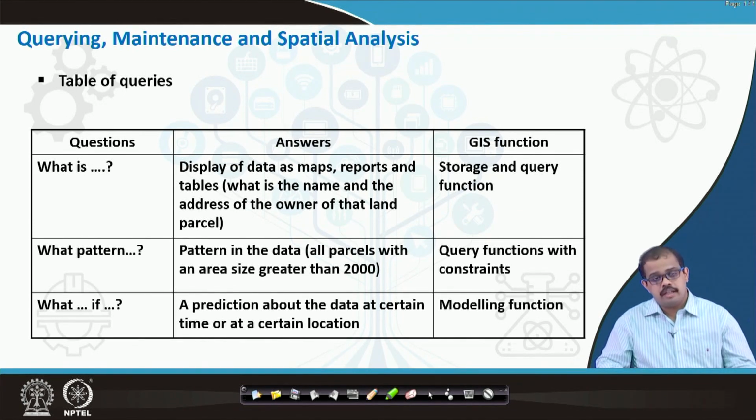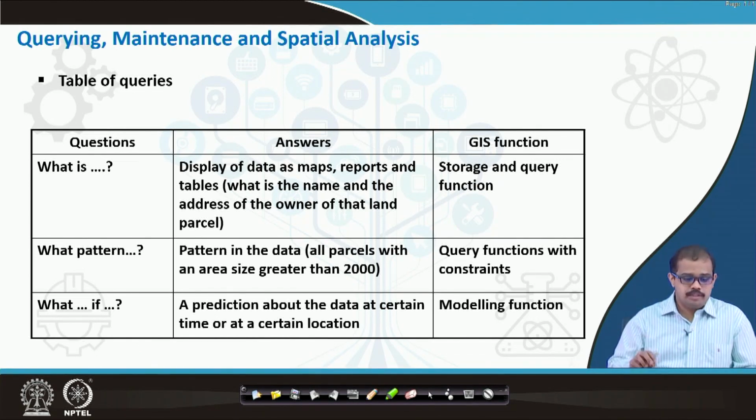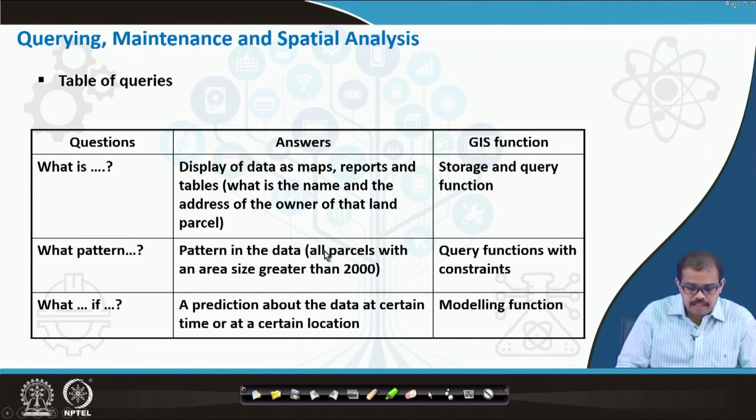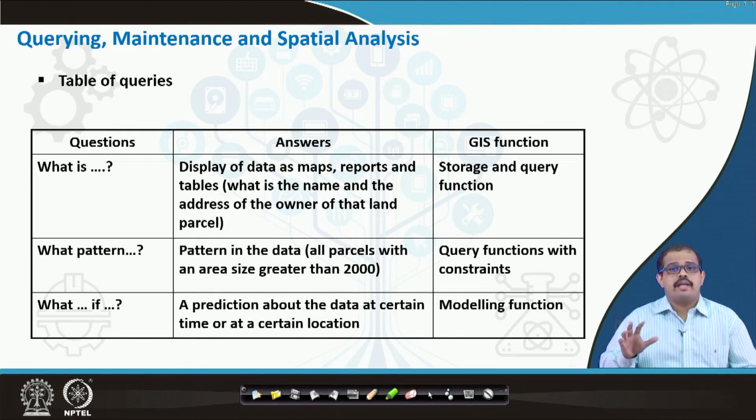When we look at another query, like "what pattern", in normal English we might ask whether all parcels in the area have a size greater than 2000. But in a GIS function, the query functions with constraints. It means there are certain constraints for the particular query. For example, the constraint here is greater than 2000. Anything that is greater than 2000 is queryable.